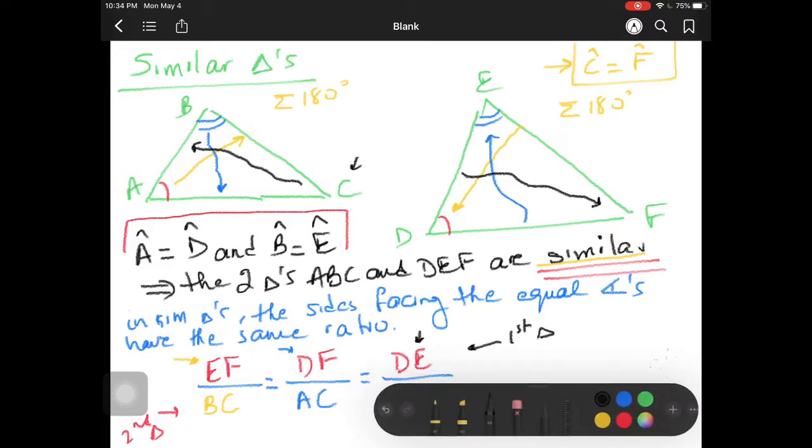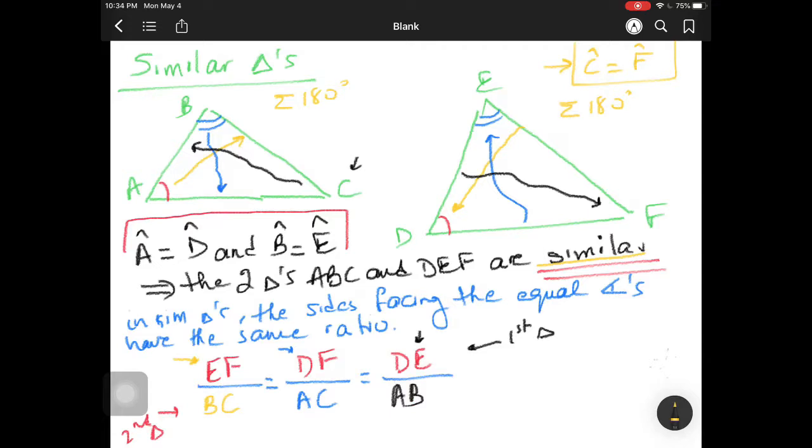So for example, let's say that it was given that BC is 6, AB is 10, although the figure is not very accurate, and AC is 7. And let's say it is given that EF is 18, and they ask us what is the length of side DE and what is the length of side DF.